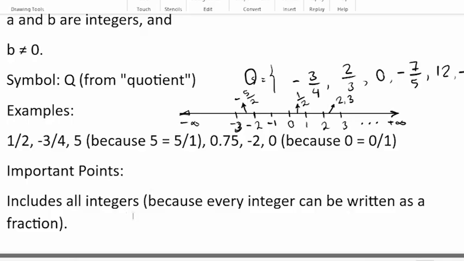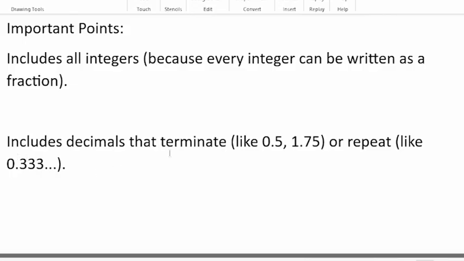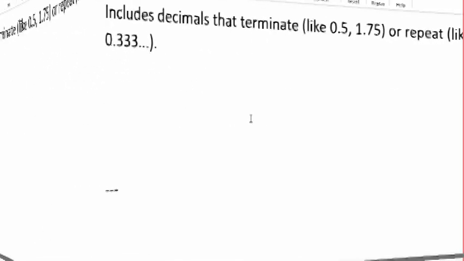Important point: rational numbers include all integers, because every integer can be written as a fraction a over b. They include decimals that terminate, like 1.75, or repeat, like 0.333, and these types of numbers are all rational numbers.